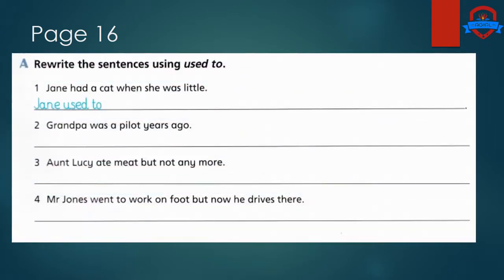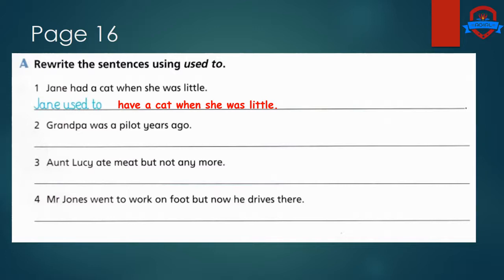Page 16. Exercise letter A. Rewrite the sentences using used to. Jane had a cat when she was little. Now she doesn't. Jane used to what? Used to had or used to have? A cat when she was little.